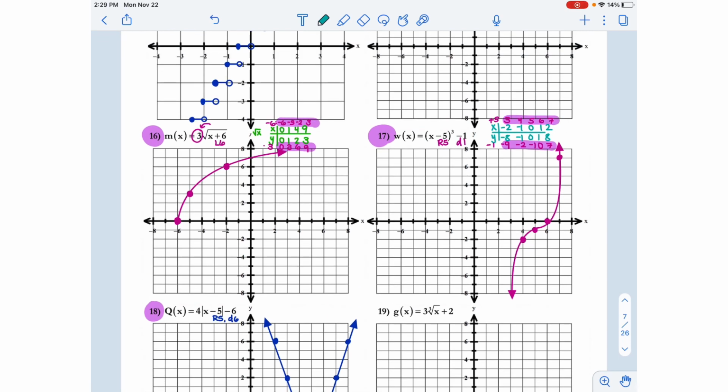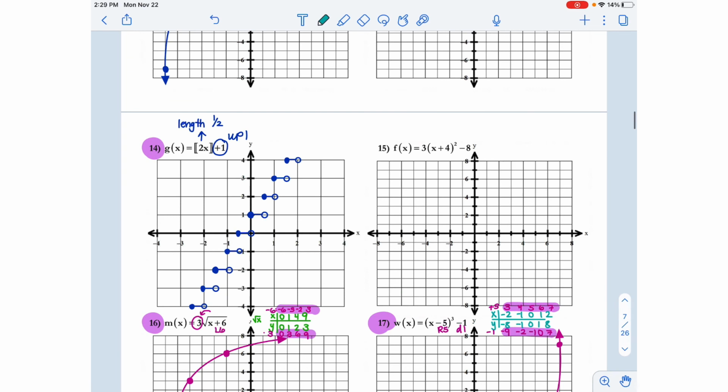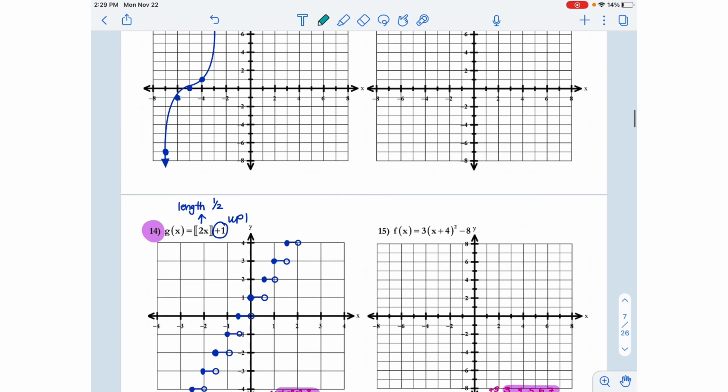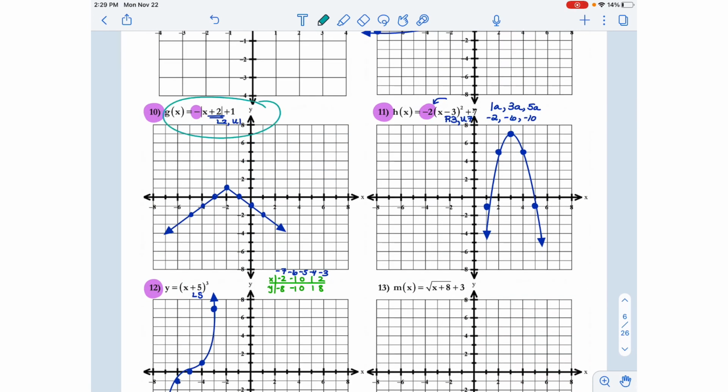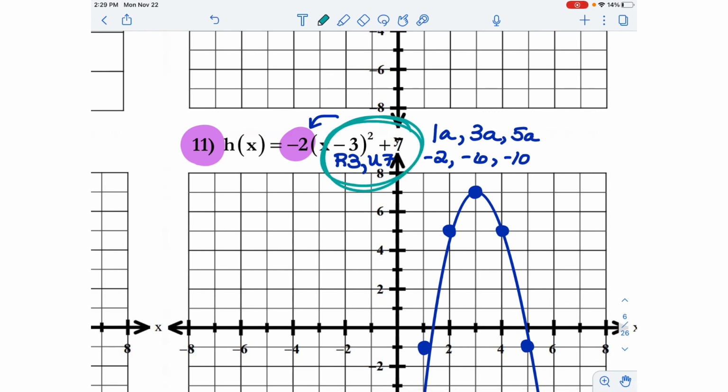For cubic functions, I would use the parent function and transform from there. Same thing with square root. I would start with the parent function, which is this chart in green, and then transform from there. The step functions, I would just figure out how long my steps are and how far apart my steps are. This is another cubic, so start with the parent function. Another absolute value, start with the vertex and go from there, the slopes. Okay, for quadratic functions, I would plot the vertex and then do 1A, 3A, 5A.